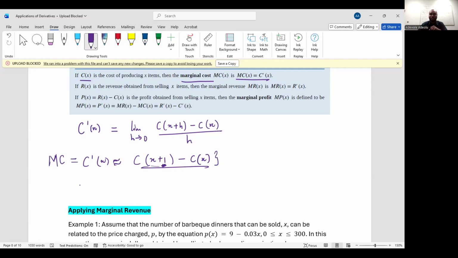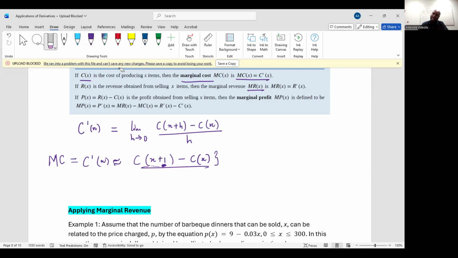So similarly, we can talk about marginal revenue. What is revenue? Revenue is the money you generate from the sale of your x items. So let's say your price is represented by P of x and you are selling x items. So your revenue will be x times P of x. So that is revenue, which is the unit price times the number of items sold.